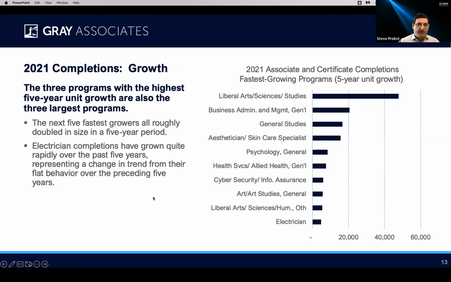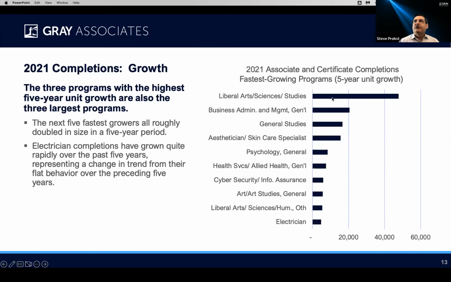If we look at growth, this is 5-year growth. And the purpose of looking at 5 years is to try to smooth away those year-over-year blips, particularly coming out of COVID where things can be weird. So looking at 5 years, and we're looking at unit growth. So something with a high percentage, because it's growing from 10 completions to 50 completions, is not going to make this chart.